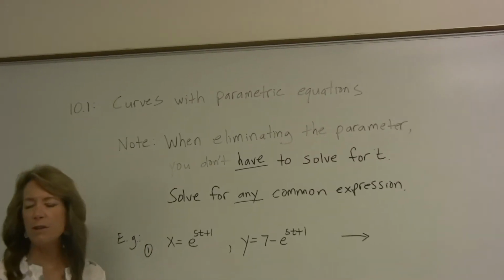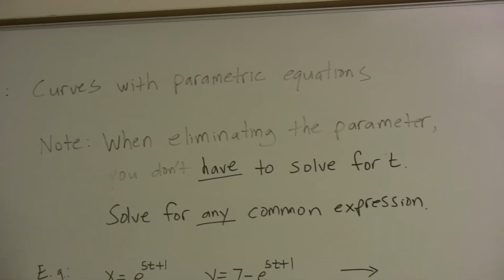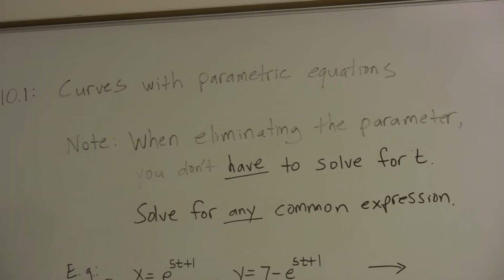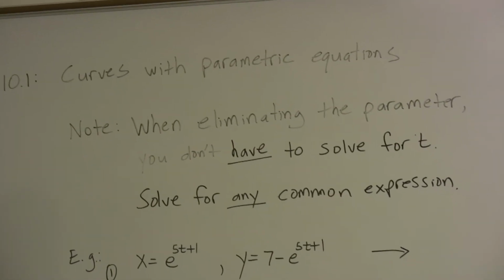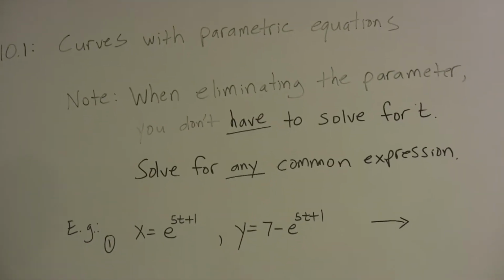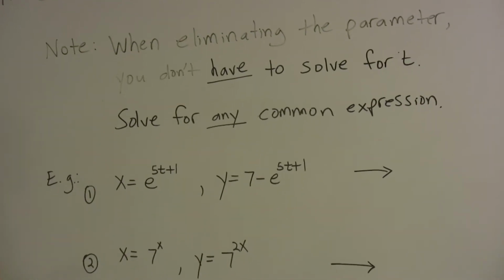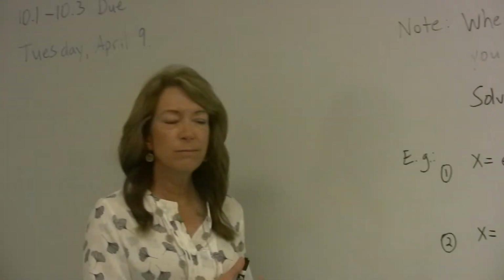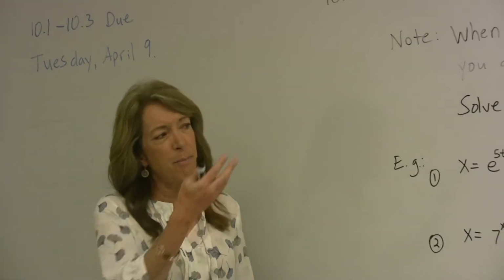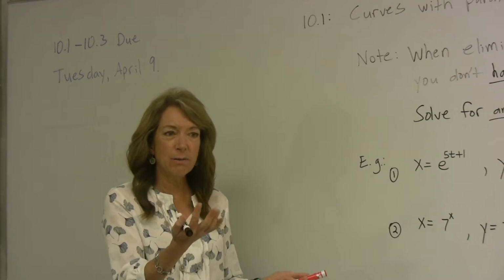And the first 2 have to do with eliminating the parameter. So when I showed you that one example of eliminating the parameter, what did I do? Just to eliminate the parameter, we solved for t and then plugged it into the other equation. That's what we did.